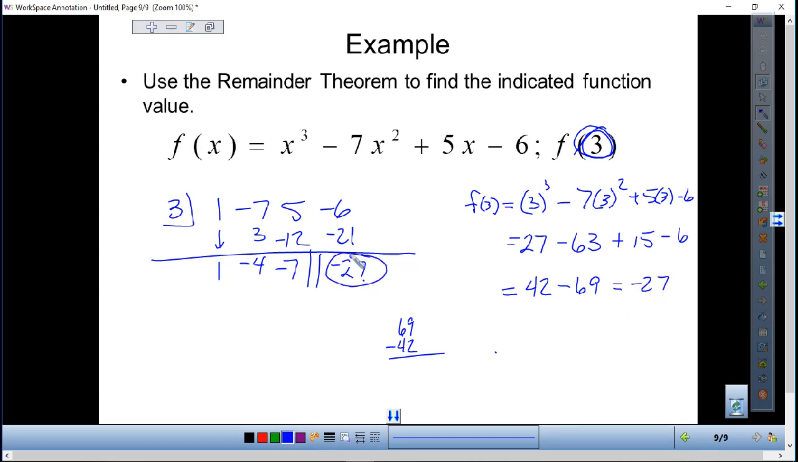Hey, it's not a coincidence that these two numbers are the same thing. That is the remainder theorem.